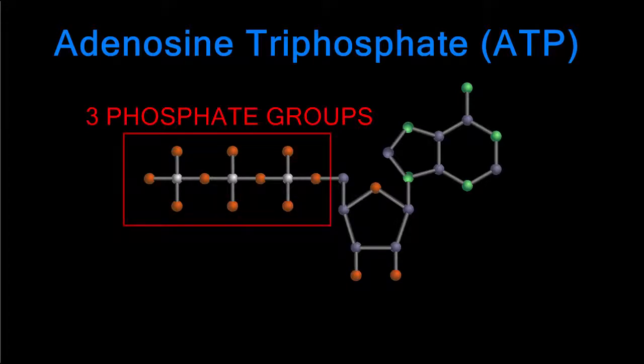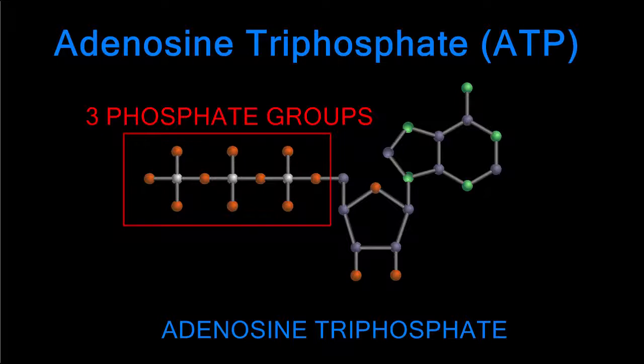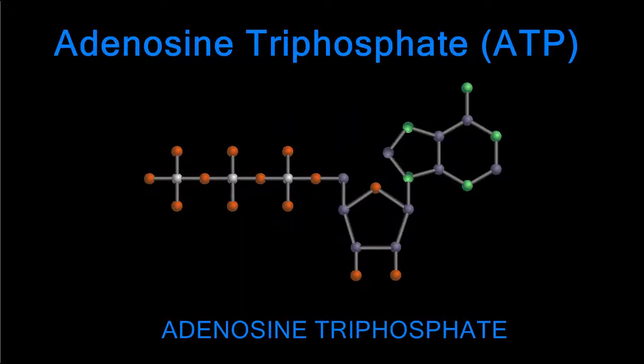It's these 3 phosphate groups that put the tri in triphosphate. That prefix tri means 3. The abbreviation ATP comes from the A in adenosine, the T in tri, and the P in phosphate.